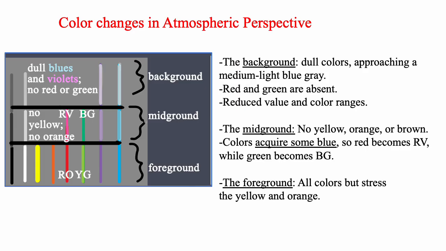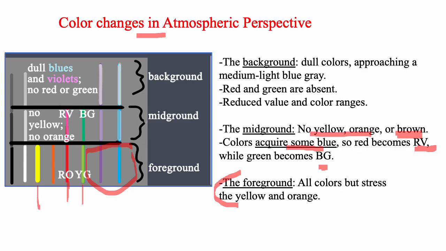Let's see how colors change with atmospheric perspective. In the foreground, there's little air between the viewer and the foreground, so we see all colors. Yellow is present, so the green may have some yellow-green, while red may have some orange in it. But limit the blues and violets in your foreground. In the midground, we no longer see yellow or orange, so warm browns, which have orange in it, are also lost. And instead, colors acquire some blue, so the red becomes red-violet, and the green becomes blue-green.